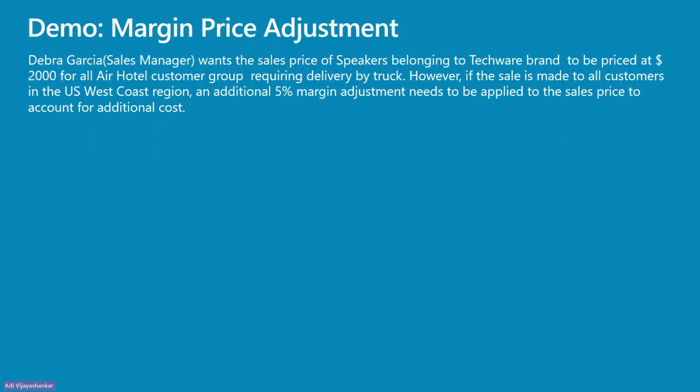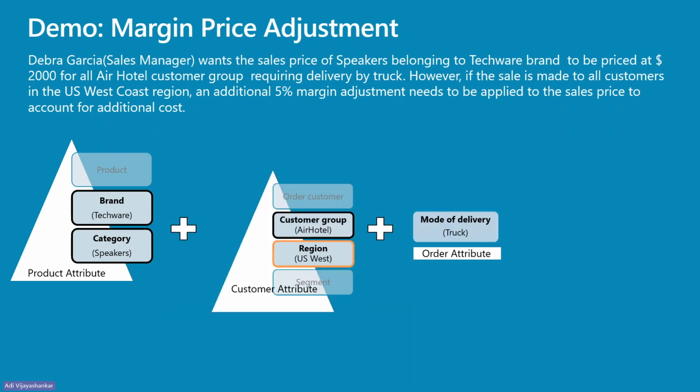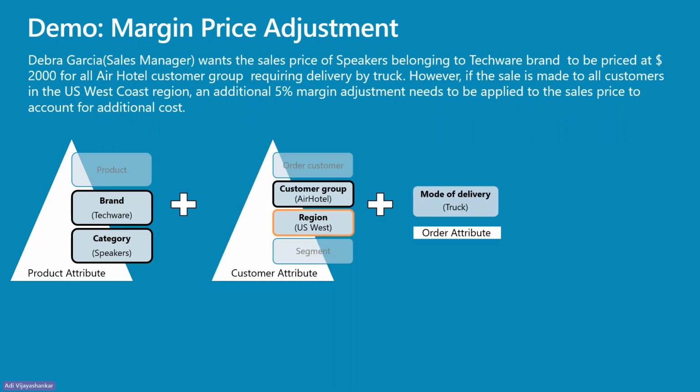Deborah Garcia, who's the sales manager of Contoso Entertainment System, wants the sales price of speakers belonging to Techwear brand to be priced at $2,000 for all Air Hotel Group customers when the speaker needs to be delivered by truck. However, if the sale is made to all customers in the US West Coast region, an additional 5% margin adjustment needs to be applied for all Air Hotel Group customers. So basically, only when the customer selected on the sales order is from the West Coast region, the margin adjustment should be applied. We'll be using the margin component price adjustment form to specify the region attribute that should be considered in the sales order.